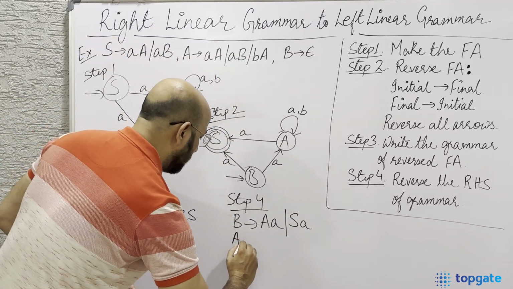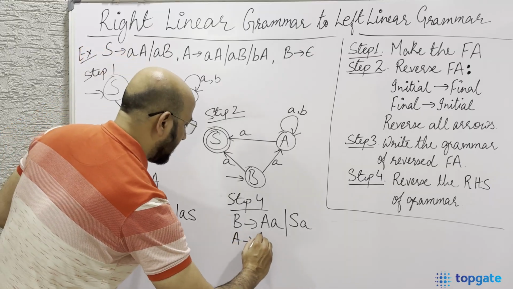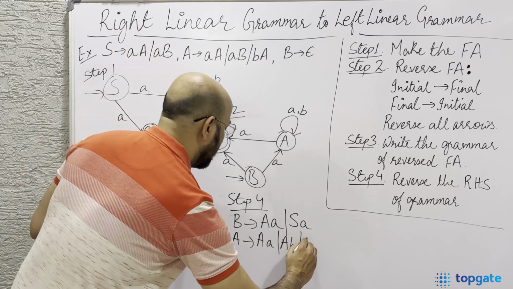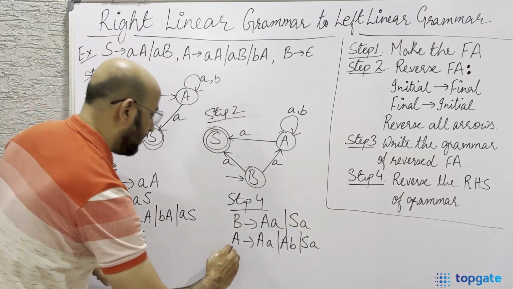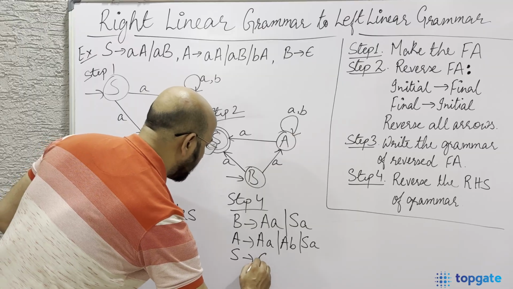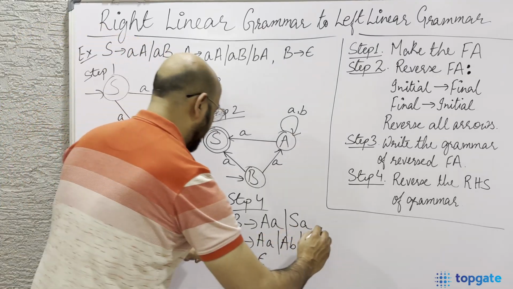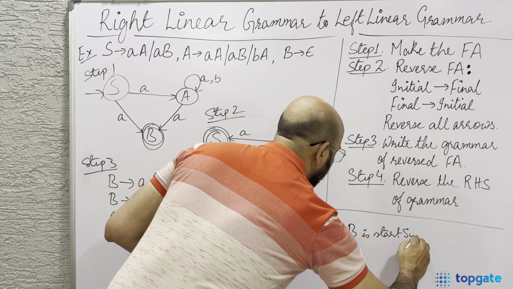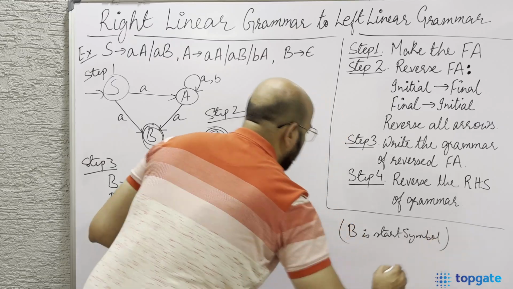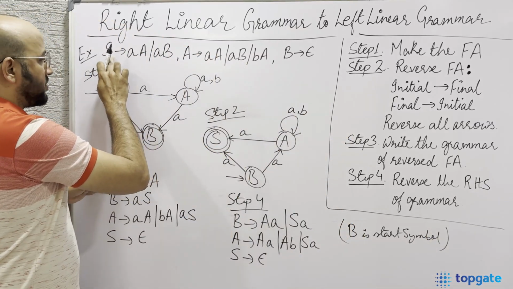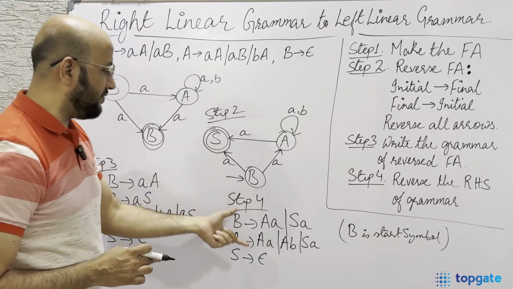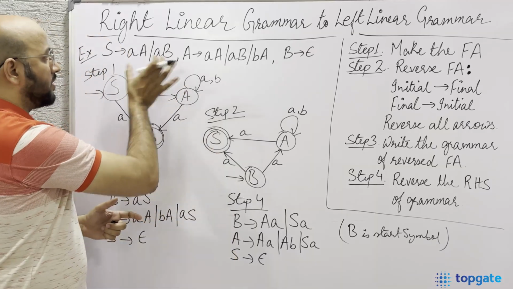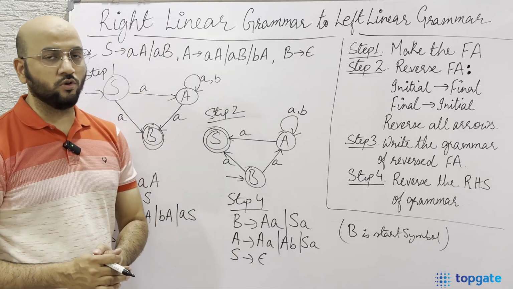Now let's write for A also. So for A, what do we have? This will be reversed. Capital A, small a, slash capital A, small b, slash capital S, small a. And then this S derives epsilon will remain as it is. So just I'll mention here that B is the start symbol here. Okay. So in this grammar, if you see, this S was the start symbol. After converting this right linear grammar to the left linear grammar, B becomes my start symbol. So this is my required left linear grammar for this right linear grammar. So I hope this is clear to you now. Thank you so much.